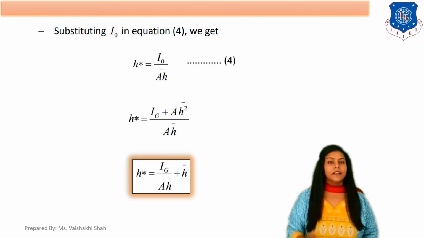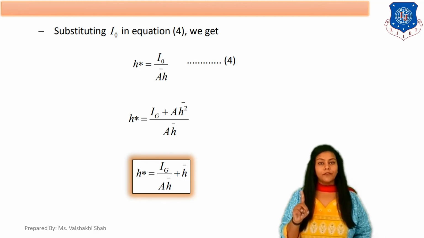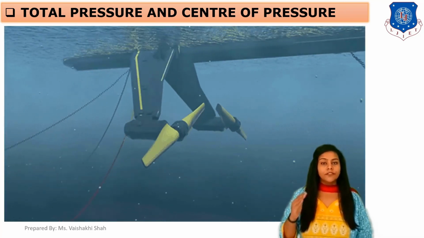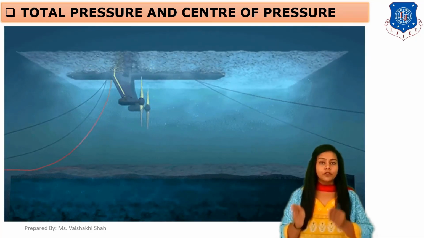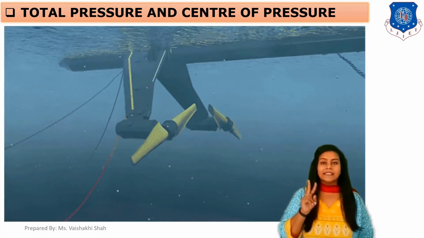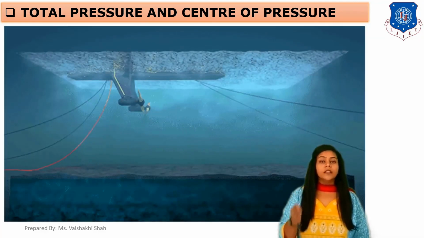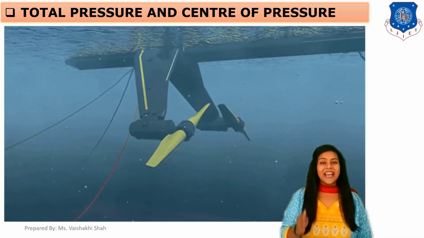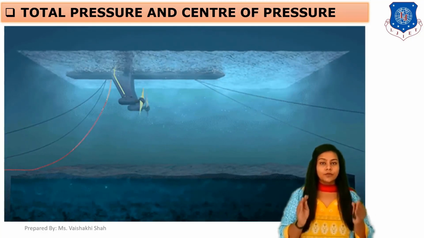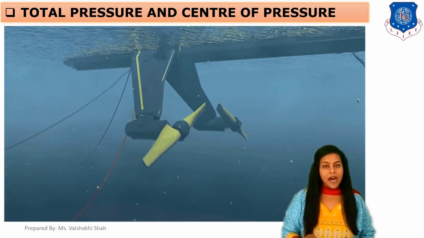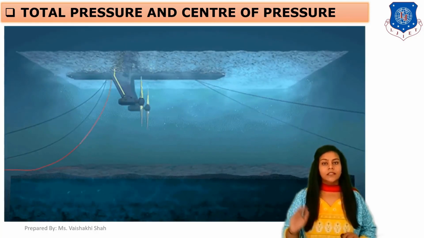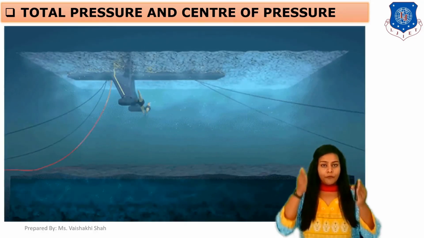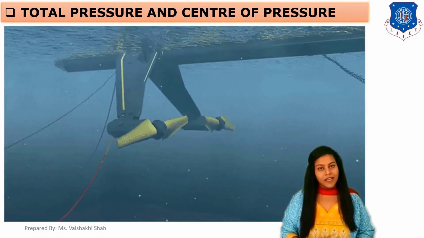So in this theory we derived two equations. First is for the total pressure force, F equals rho g h bar into A. And the second equation is for the location of the total pressure, which is H star, and H star equals Ig upon A h bar plus h bar. Now in our next lecture, we will solve some examples based on this theory, for vertical surfaces. Okay, thank you.